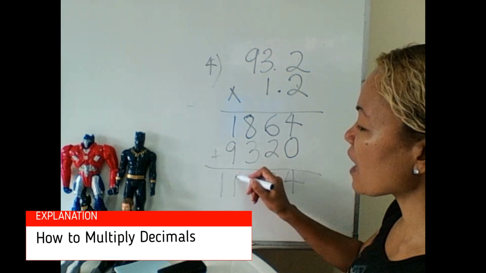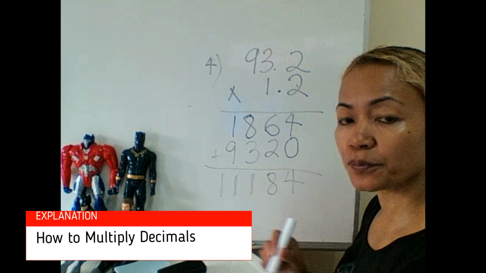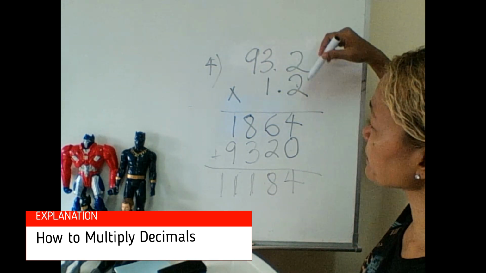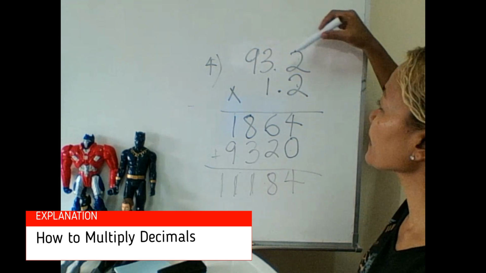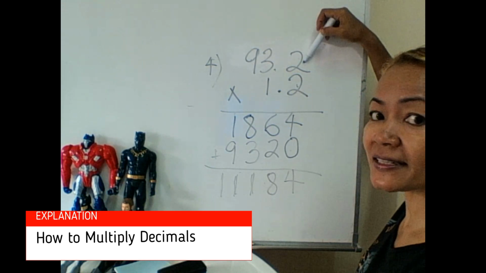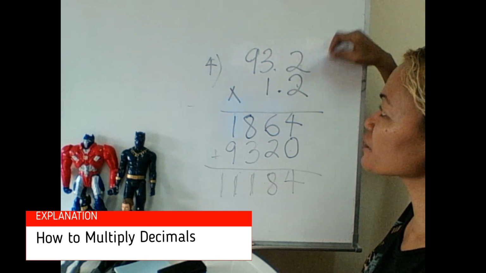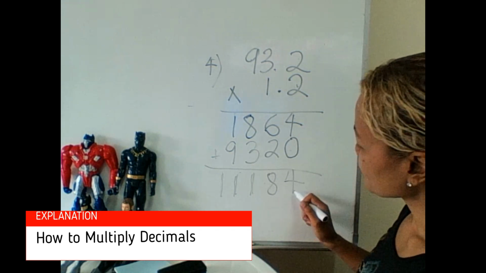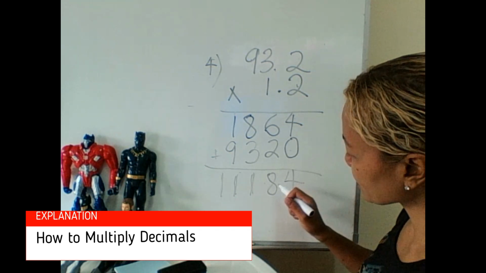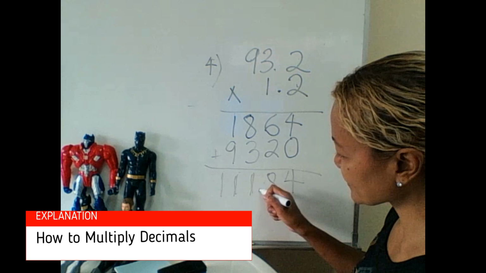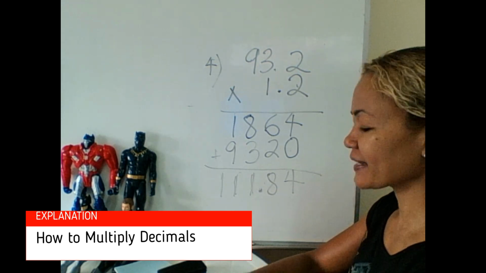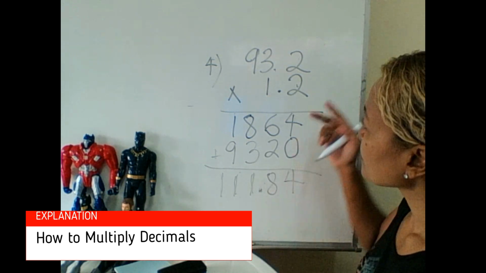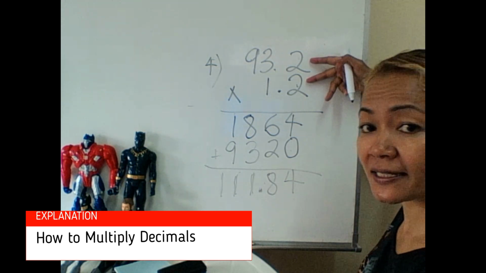Okay, so now how to determine where to put the decimal point. If you look at the two numbers here which you were multiplying, this one has one number after the decimal point, and this one has one number. So in total, there are two numbers to the right of the decimal point. So you just mark off two numbers here, 1, 2, then put the decimal point there. So the answer is 111.84. So two numbers after the decimal place in the factors.